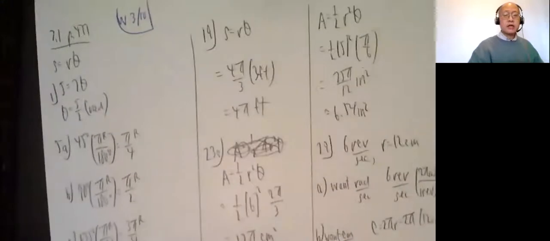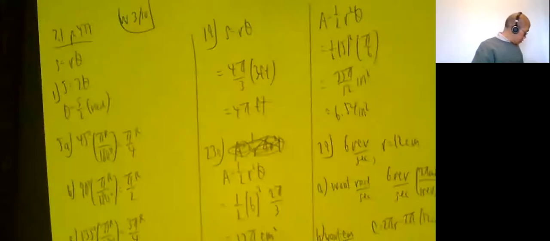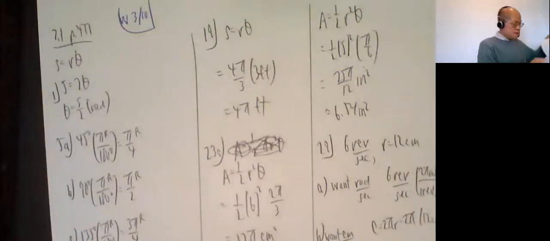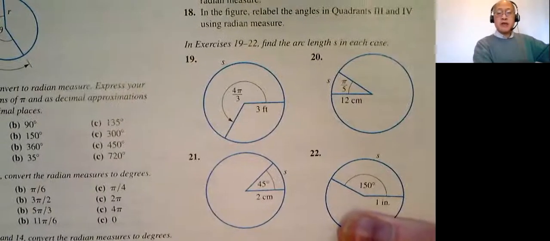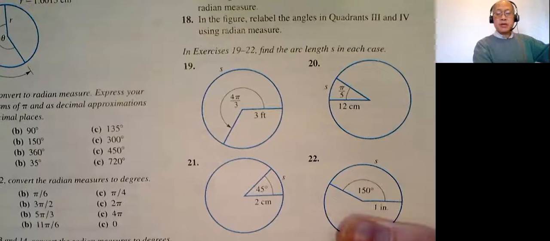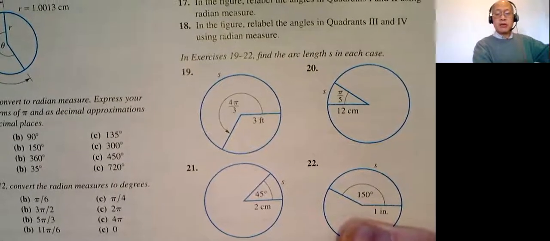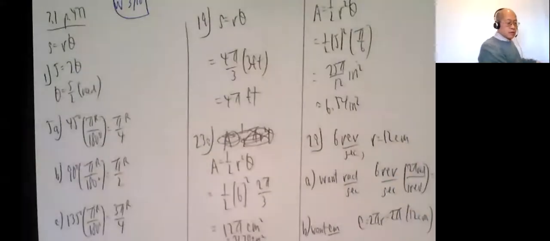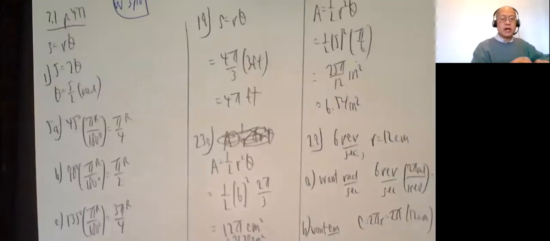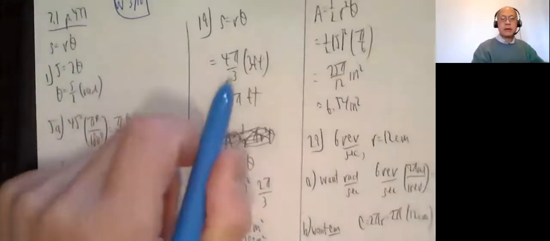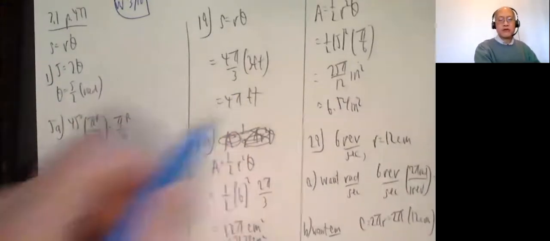Okay, number 19. I use the formula S equals R theta. So 19, find S. The measure is 4/3 pi, or 4 pi over 3. The radius is 3 feet. So the formula is S equals R theta. So 4 pi over 3 times 3 feet comes out to be 4 pi feet.